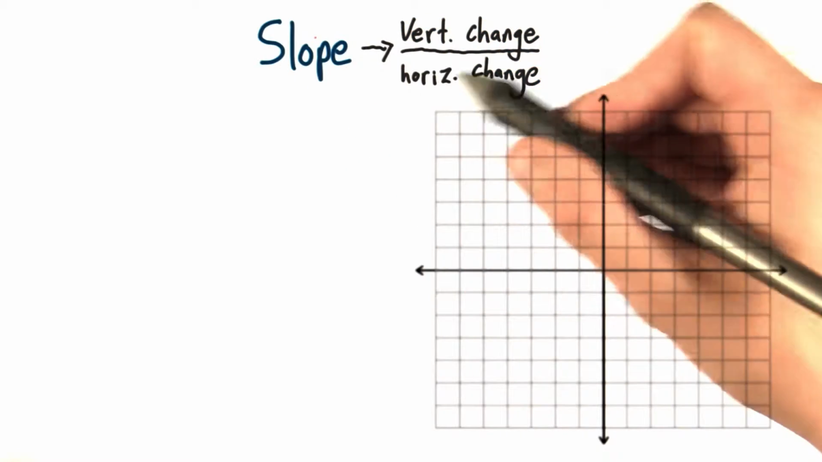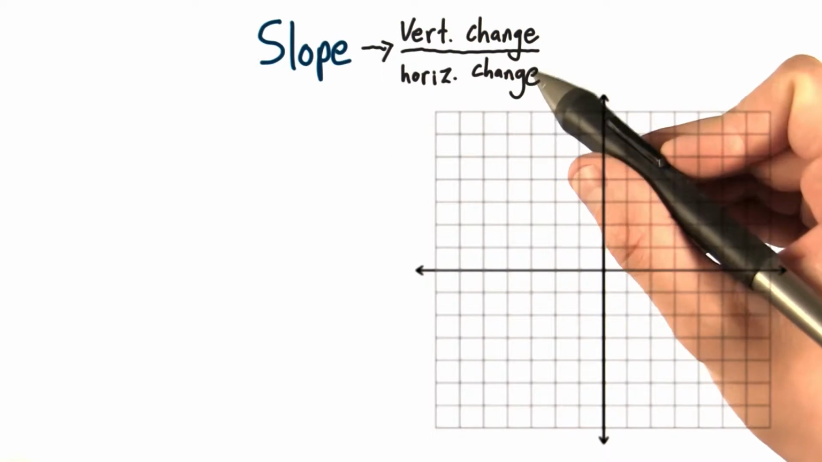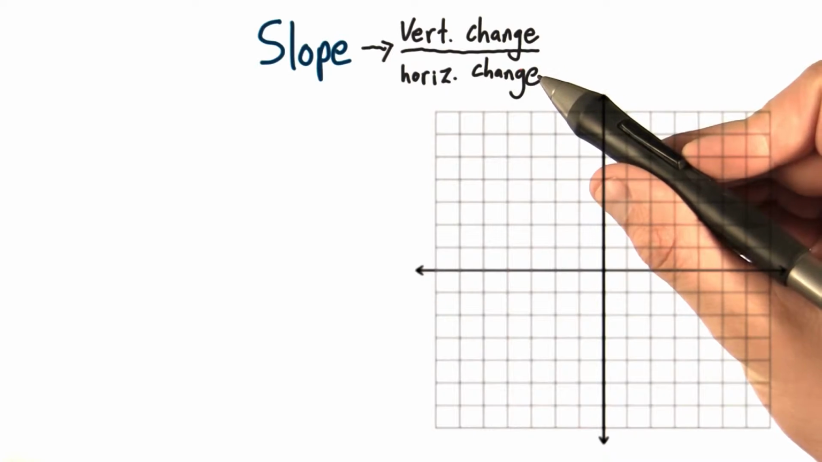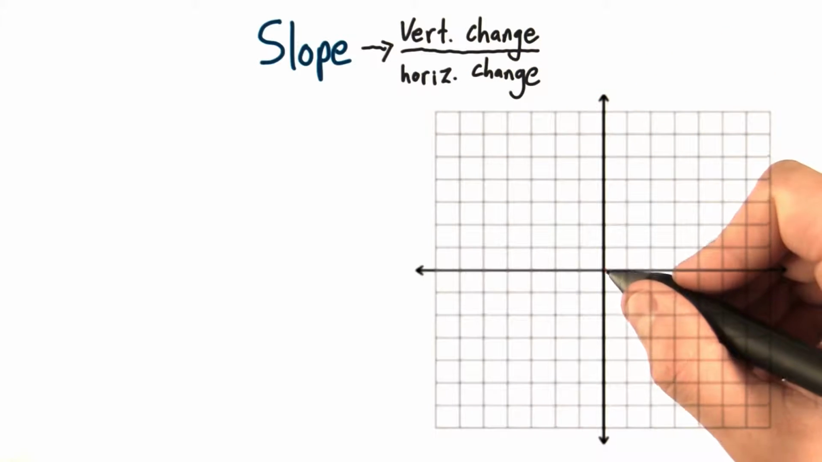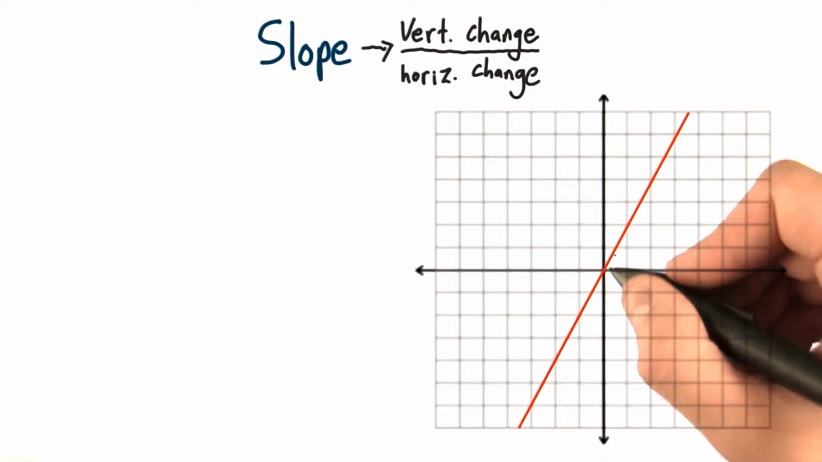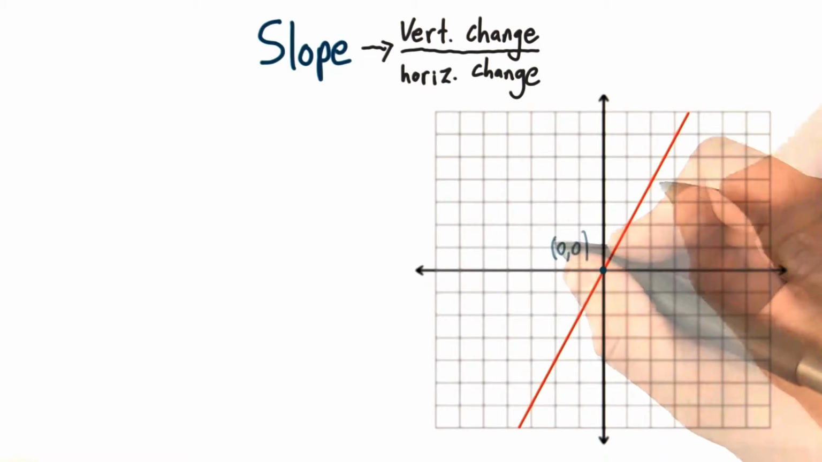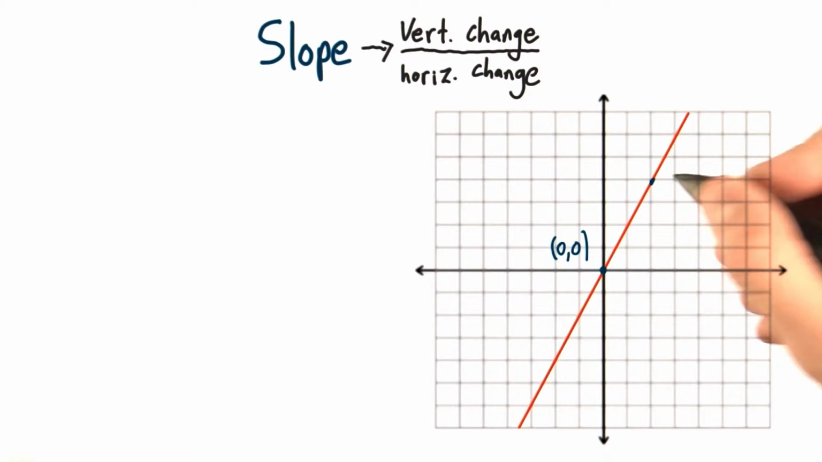So we've been thinking of slope as vertical change over horizontal change, and that's exactly what slope is. And we've been using the words rise and run. And the way we've been finding this slope is by looking at a line and finding 2 points. Let's say, in this case, 0, 0, and, I don't know, 2, 4.